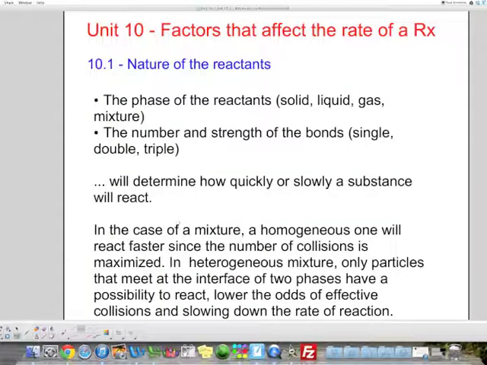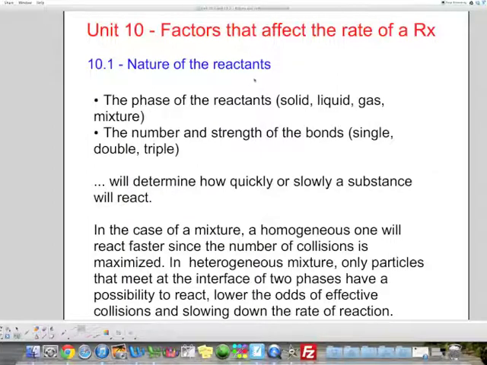Welcome to your first Unit 10 lesson. So Unit 10 will talk about the factors that affect the rate of a reaction. We'll go through them one by one, so we'll just see a couple in this lesson, but we'll see more in the next lessons. So first of all, 10.1 talks about the nature of the reactant.